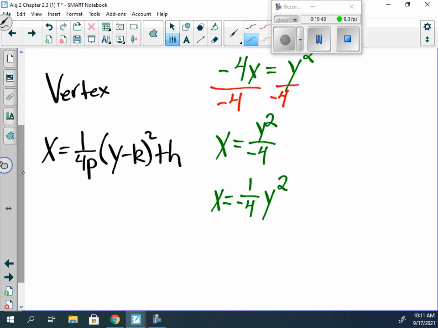Any questions on this so far? Now we know that the vertex is 0, 0. A lot of these, I will tell you outright what the vertex is if it is 0, 0, and a lot of the problems will tell you the vertex is 0, 0. Solve it from here. So we know that h and k for this problem are both going to be 0.